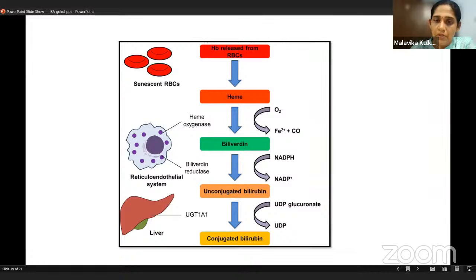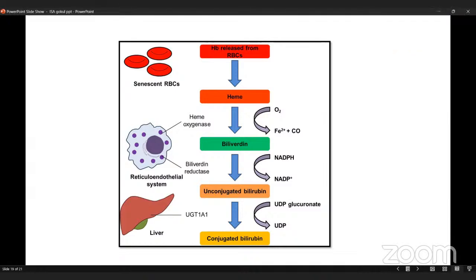Okay. So what differences in the bilirubin do you expect in these different types of jaundice? Yes, ma'am. In a hemolytic jaundice, in a prehepatic jaundice, your indirect, that is the unconjugated levels are more. So your indirect level of bilirubin will be more. Whereas in a hepatic jaundice, both the direct and indirect levels will be more. In case of a post-hepatic, that is obstructive jaundice, your conjugated, that is your direct bilirubin levels will be more. Okay.